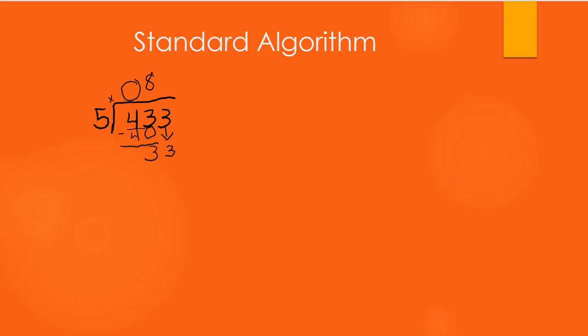What times 5 gets me close to 33 without going over? And that would be 6. So 6 times 5 is 30. Subtract, and I have a remainder of 3.